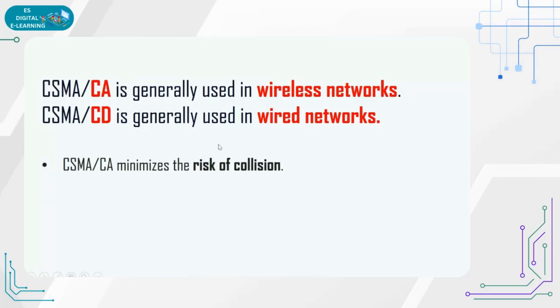And what is the purpose of this? When you are using wireless, based upon the IP address, you send the data. So at that time, you cannot get the traffic, or you cannot get the collision. So CSMA/CA will minimize the risk of collisions.